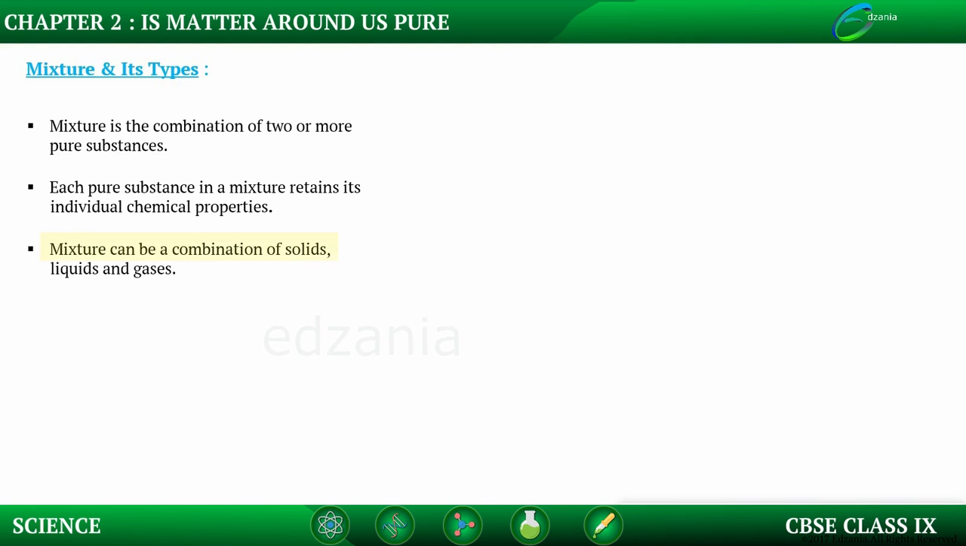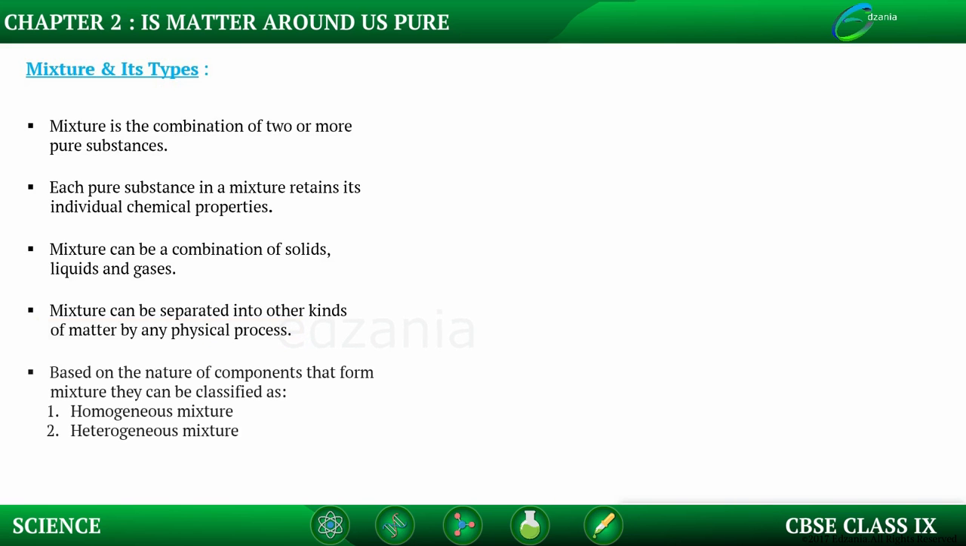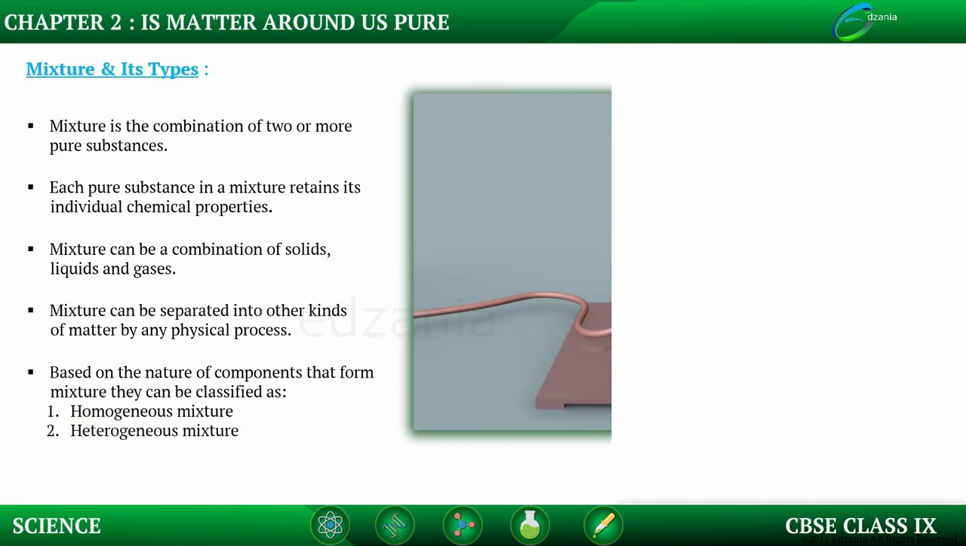Mixture can be a combination of solids, liquids and gases, and they can be separated into other kinds of matter by any physical process such as evaporation. Based on the nature of components that form mixture, they can be classified as homogeneous mixture and heterogeneous mixture. Now let us understand the physical process and take an example to separate mixture into other kinds of matter.